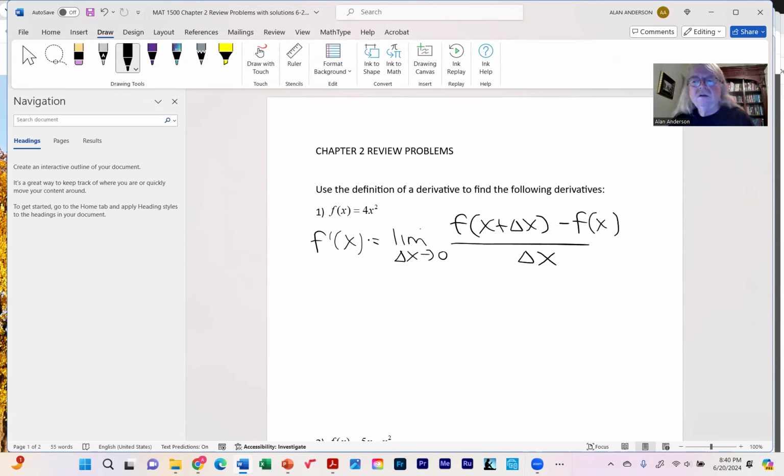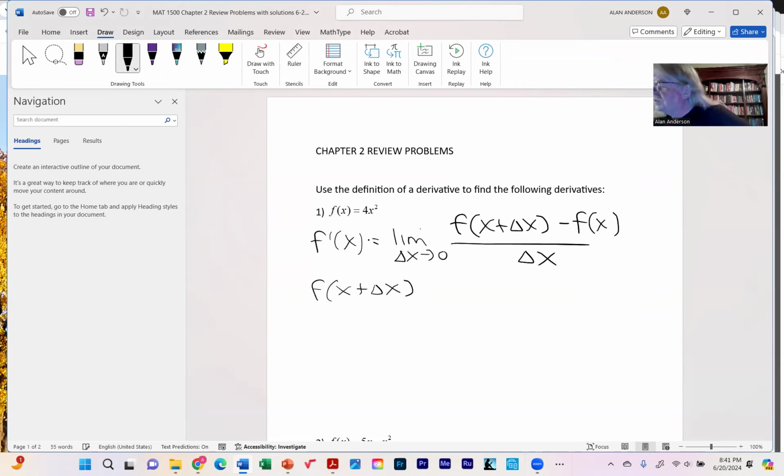Okay, so this is what is meant by the definition of the derivative. So you're using a limit to find the derivative instead of the rules. Now, since we know the rules, if you want, at the end, we can double check our answers with the rules. But first, let's make sure we can do it with the definition. So the tricky part here really is this f of x plus delta x. What is that all about?